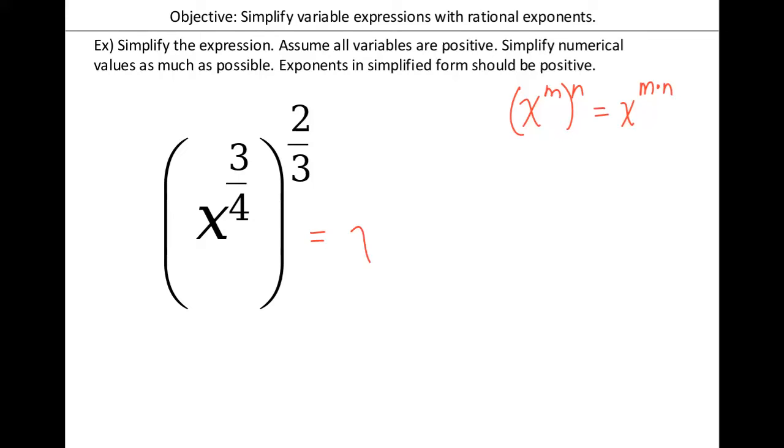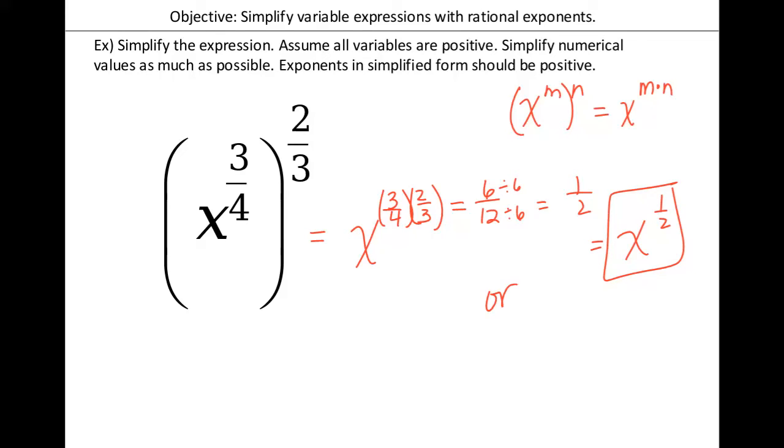So I would do x to the 3/4 times 2/3. Okay? And then for fractions, there's two ways you can do this. You can cross cancel, cross simplify as much as possible, then multiply. Or you can multiply across and then simplify later. So for example, 3 times 2 and 4 times 3. But then I can divide both of those by 6. That'll give me a 1/2 power. Yes? x to the 1/2.